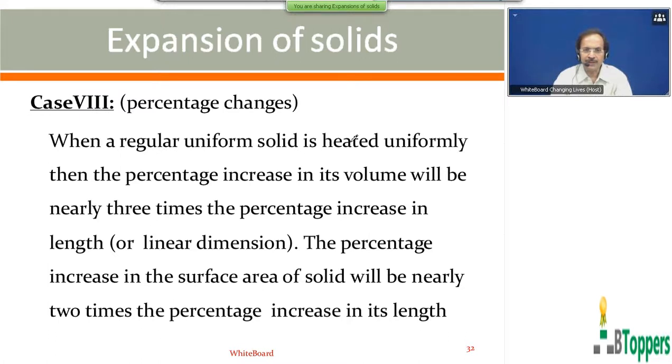Regular uniform solid is heated uniformly and the percentage increase in its volume will be nearly 3 times the percentage increase in length or linear dimension. The percentage increase in the surface area of solid will be nearly 2 times the percentage increase in its length. So those who want to copy the conclusions, please take a pause and finish writing the notes up to here. I am going to show you the continuation in the next slide.